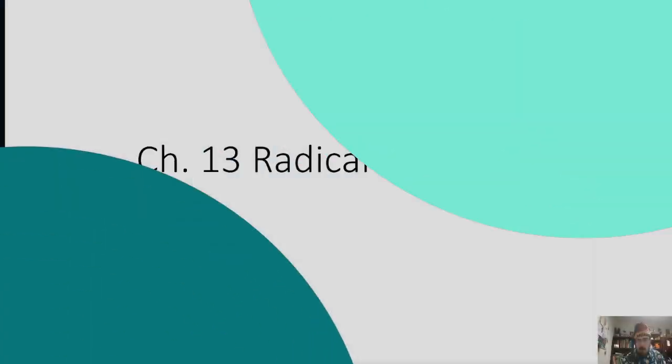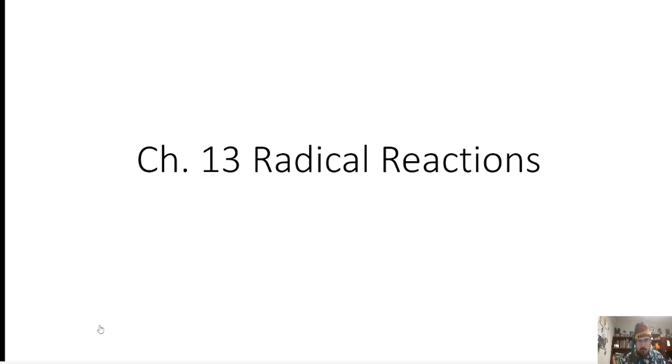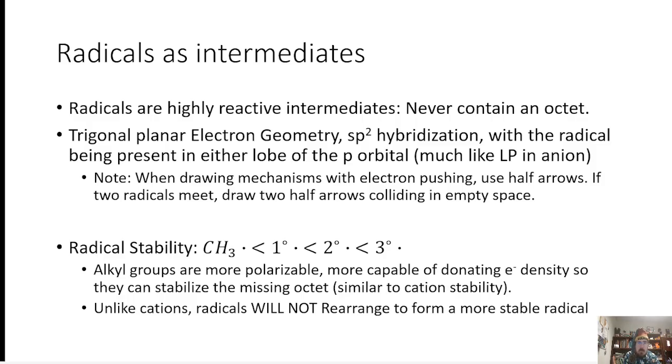I'm not going to give you a full lecture, but enough to get things started so we're not too far behind. This chapter, this first real organic chapter, not organic spectroscopy, is about radical reactions. Reactions that involve radical chemistry. So, one thing to note about radicals is that they are very highly reactive intermediates. They will never contain an octet. So, they will keep reacting.